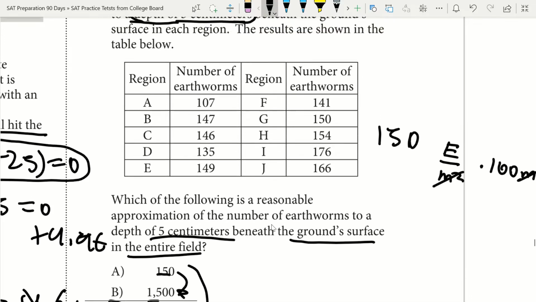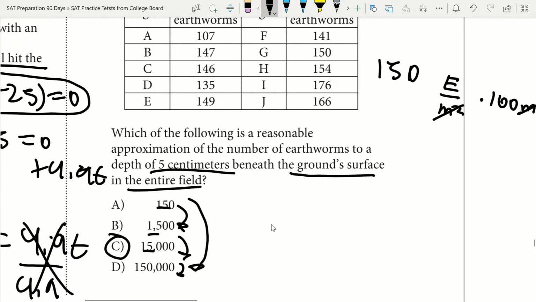So we knew we didn't have to calculate that average. That would have just wasted time. So understanding that we can use our answer choices on the multiple choice section to guide a little bit of our work.